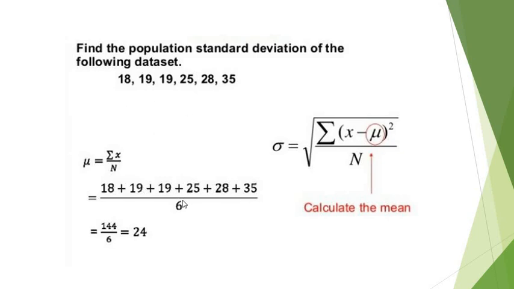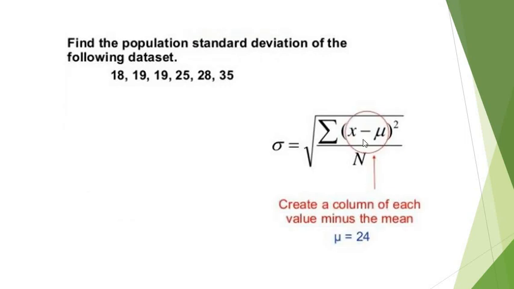So we have done that here and we got 24. We find the average of the values, in other words, the sum of the values divided by the number of values. We have 6 of them and we got 24 when we found the mean. So the next step, according to the formula, is to take from each value in the data set the mean, which is 24. So we're going to take from 18, 24. We take from 19, 24.